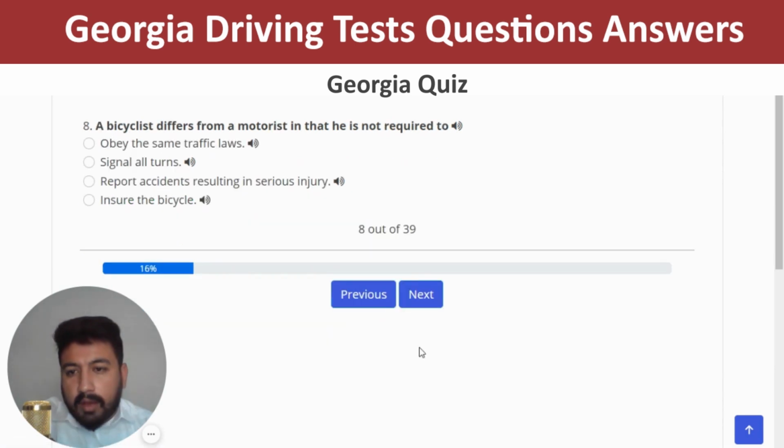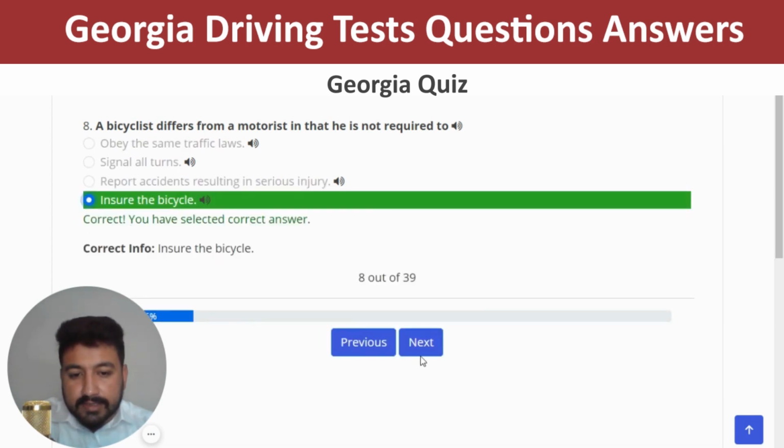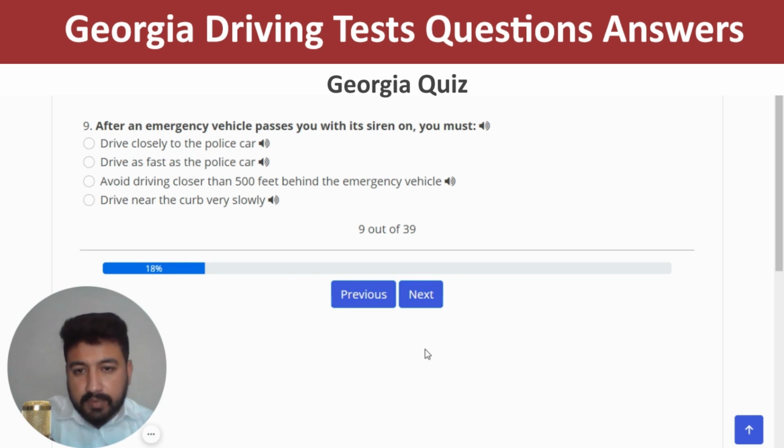Right? Next. A bicyclist differs from a motorist in that he is not required to. So the right answer is insure the bicycle. Correct. And next. After an emergency vehicle passes you with its siren on, you must. So the right answer to the ninth question is avoid driving closer than 500 feet behind the emergency vehicle.